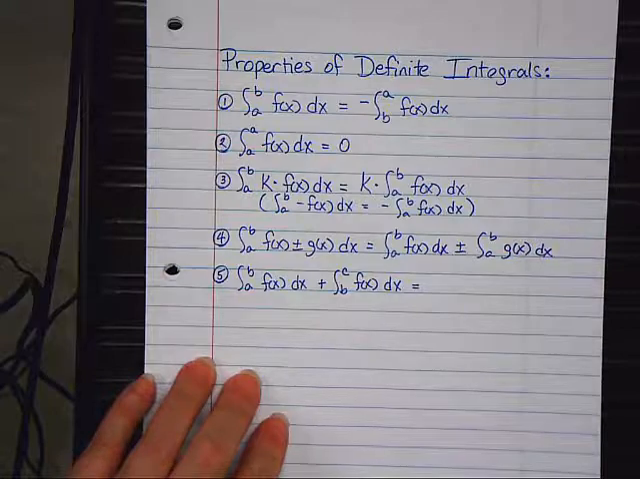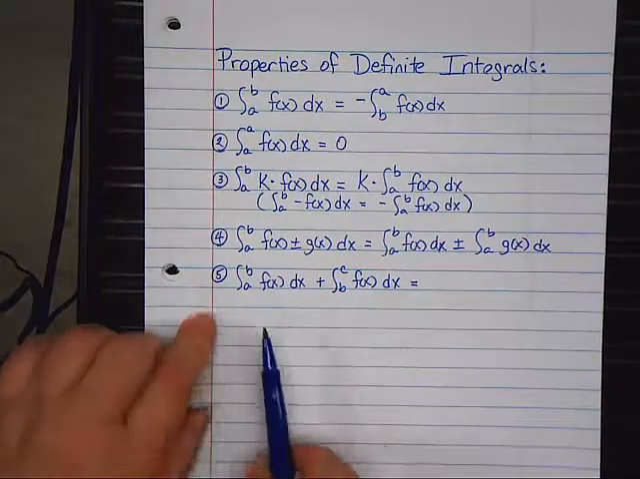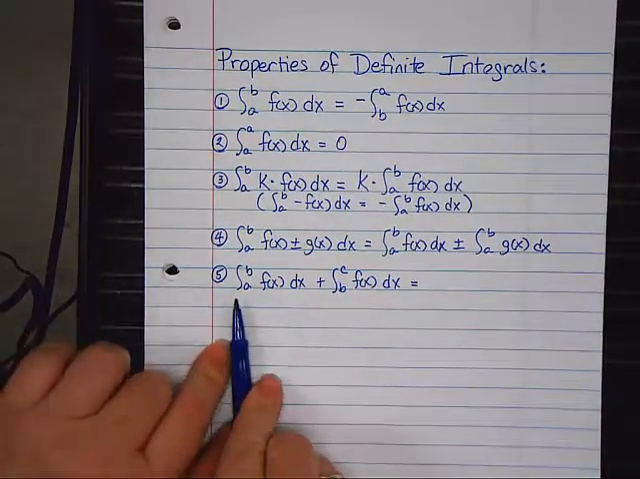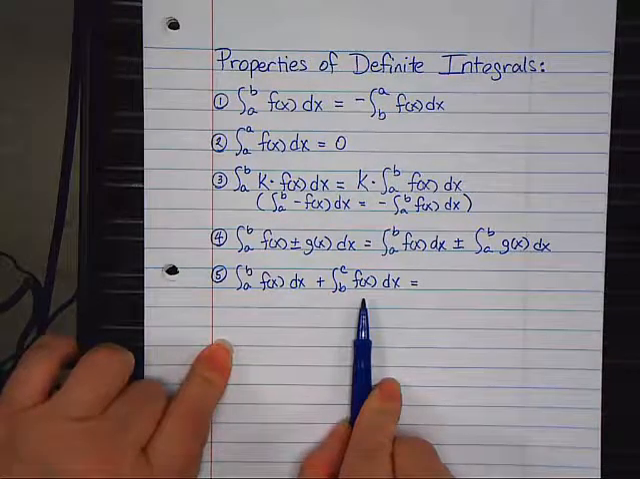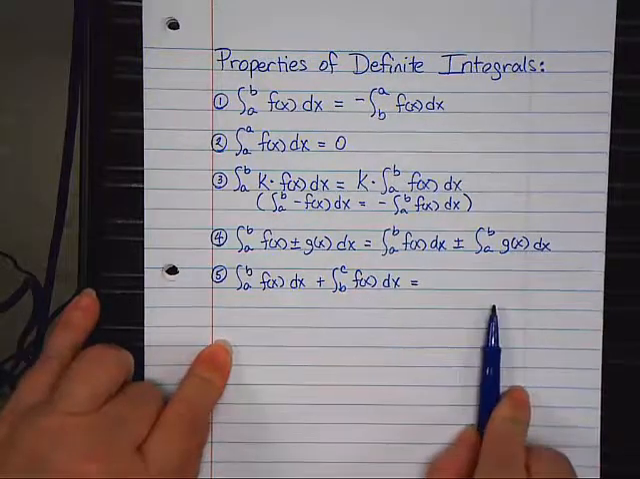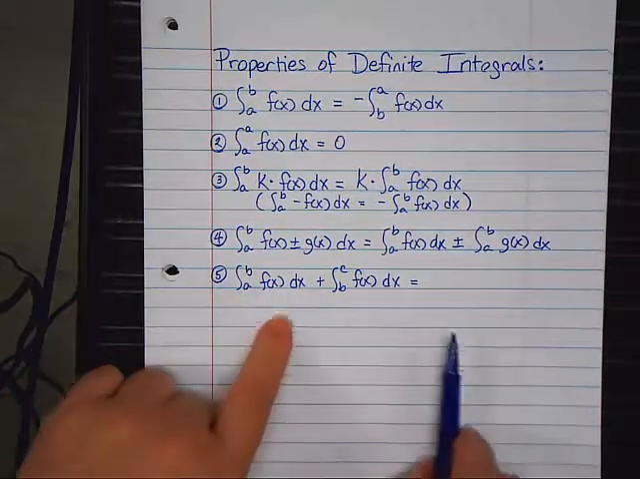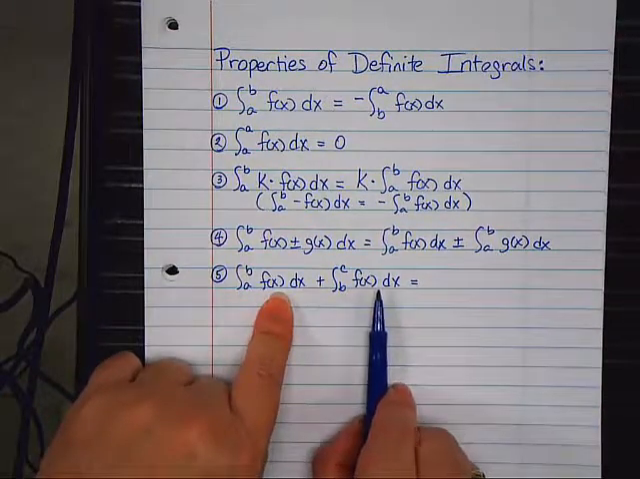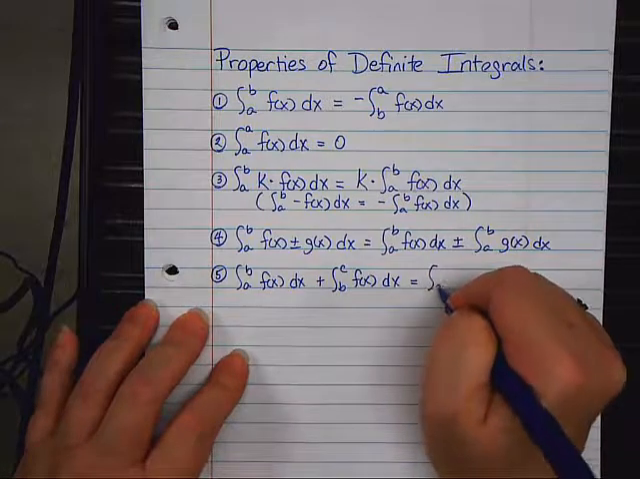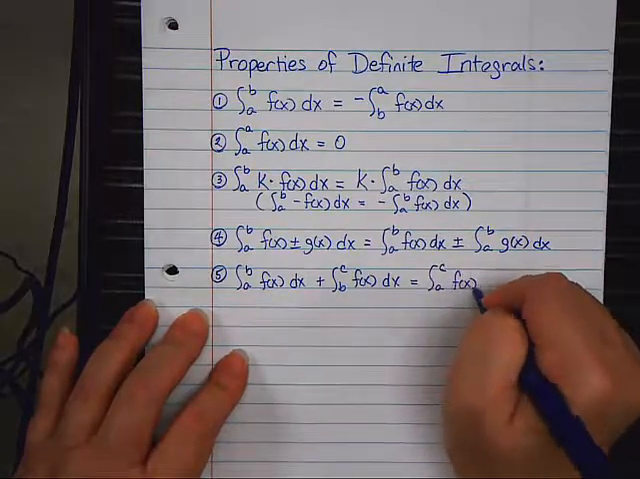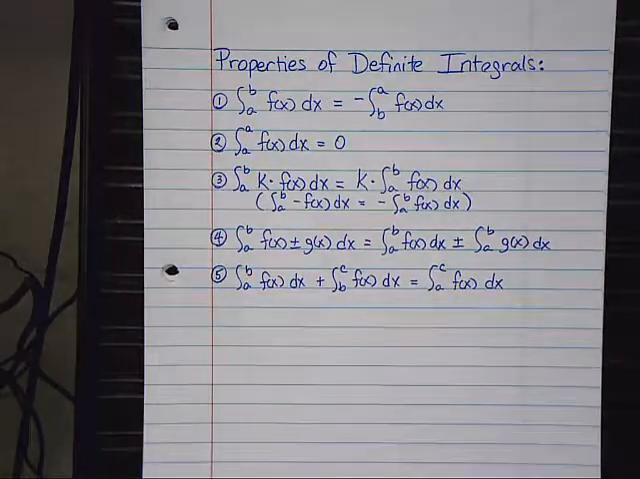Very good. Okay, remember this means area. The area from A to B plus the area from B to C is equal to the area from A to C, as long as the functions are the same, right? The integral from A to C of f of x dx. That's the last property. Okay. Questions on that last one?